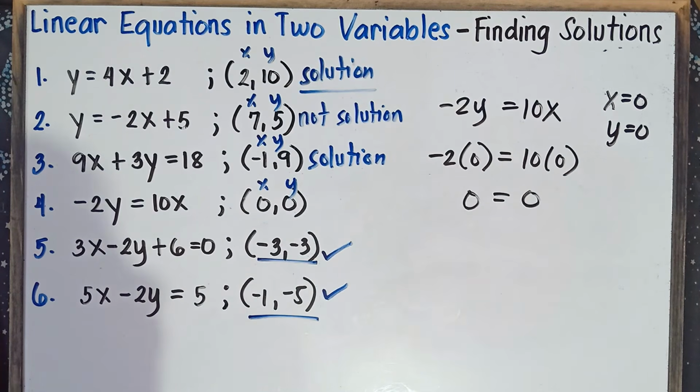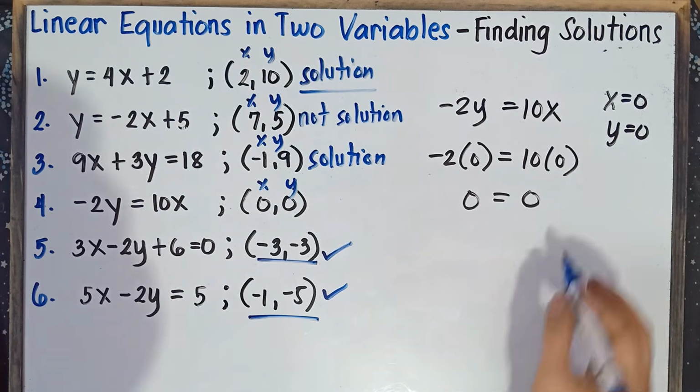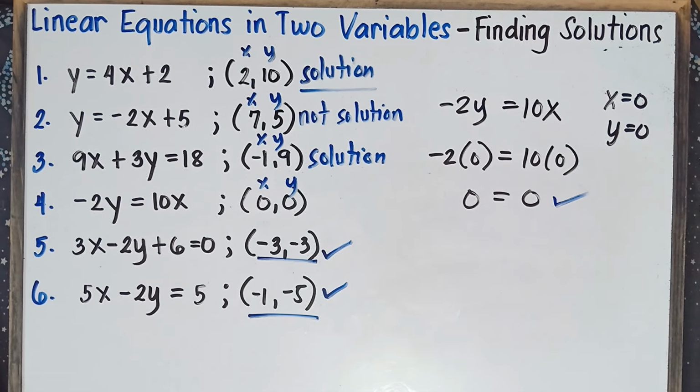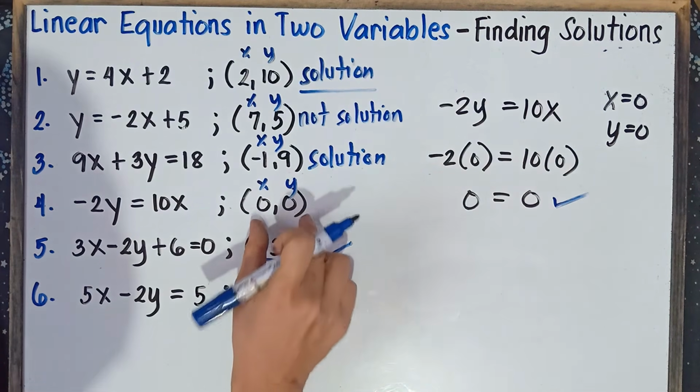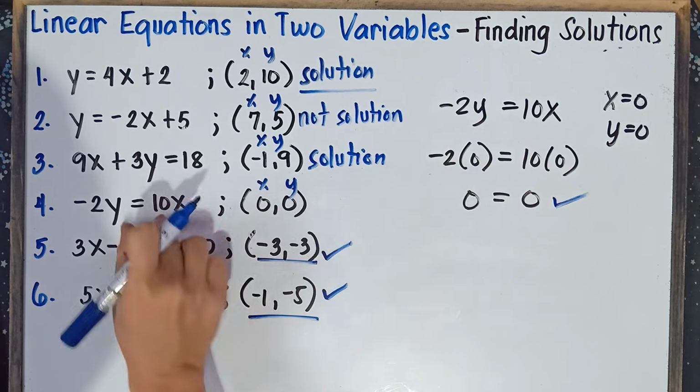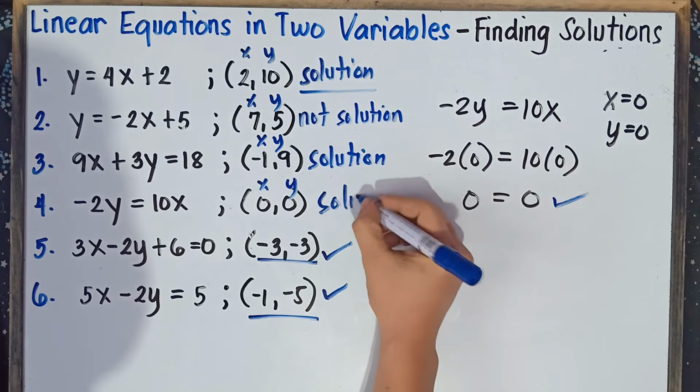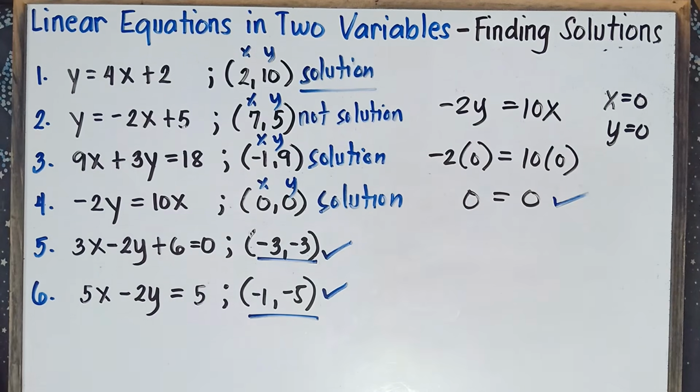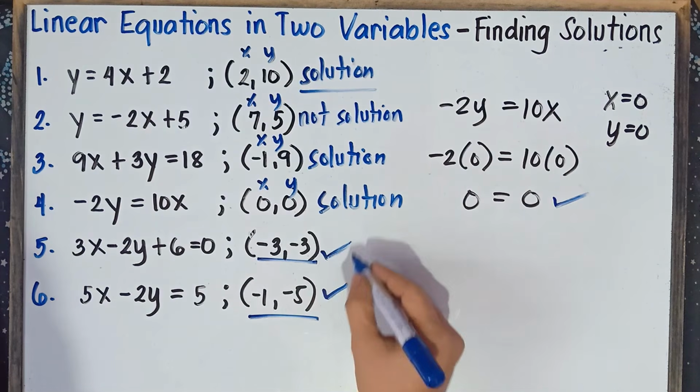Is it true, class? The left expression is equal to the right? Yep, that would be true. 0 is equal to 0. Therefore, class, this given ordered pair is a solution in this given equation. That's it, class. That's how you answer this one. Very easy, right? So once again, class, do not forget to try number 5 and then number 6.